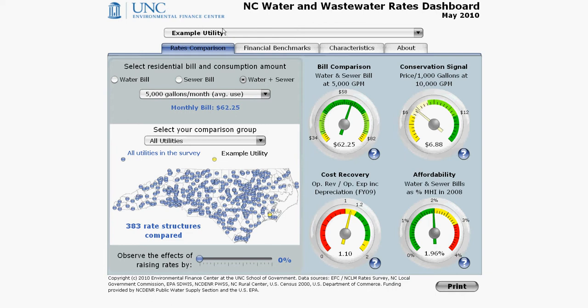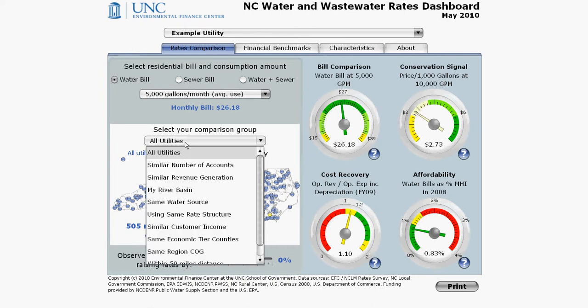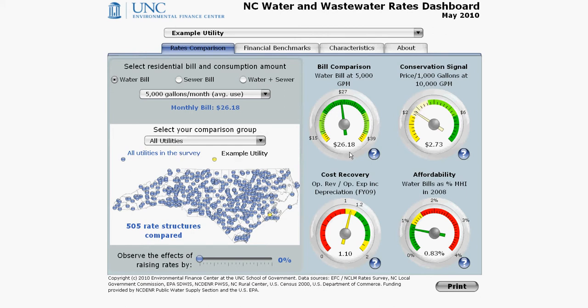Let's look at the example utility's water bills alone for 5,000 gallons a month. And let's compare to all utilities. Sit back and glance at the four gauges. What is your impression? They're doing well overall. Their dials are in the green or yellow. Nothing is red. The rates are near the median. Their percent MHI is relatively low. And they have recovered their operating expenses through their operating revenues.